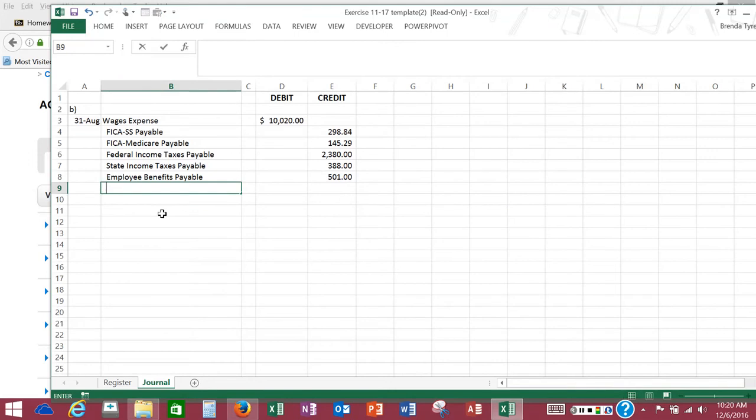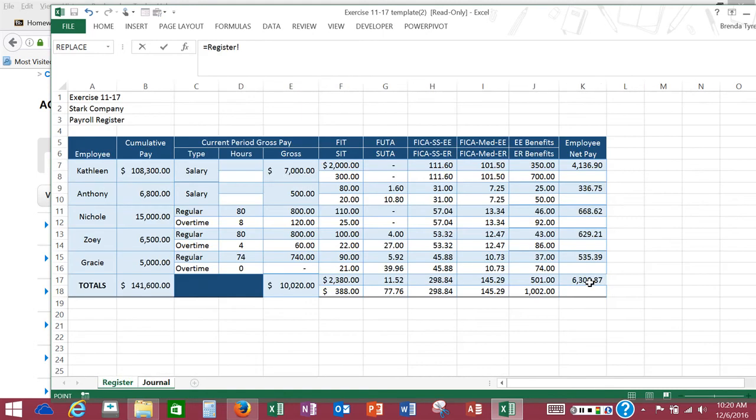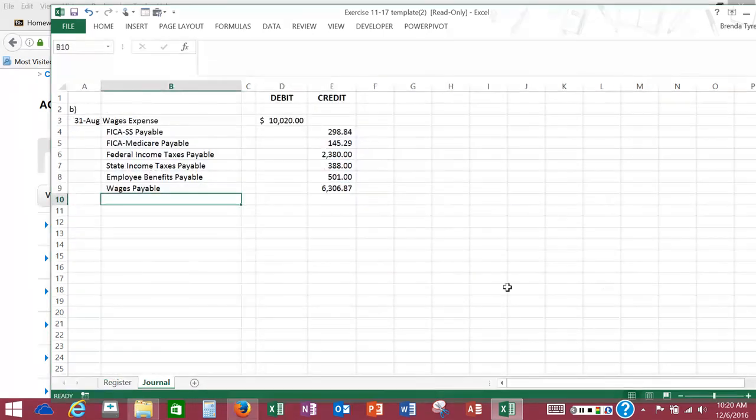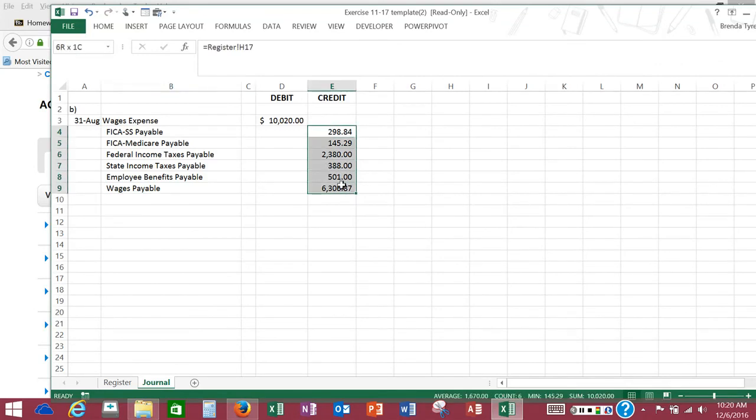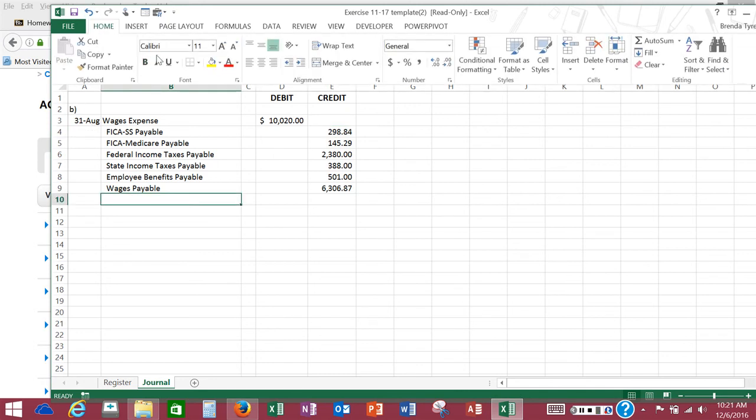So we're going to put that into wages payable. And we'll pick up that total number, $6,306.87. And let's see if we're now in balance. So I look at those. Sum is now $10,020, so we're all good. And for this description, we'll put to record payroll for the period.